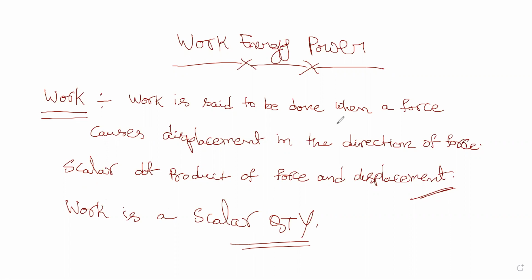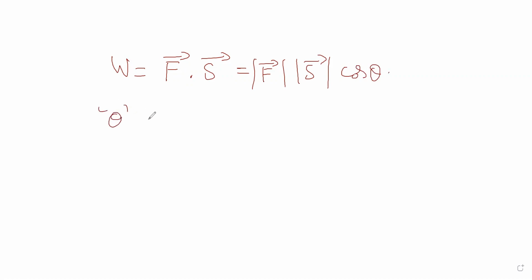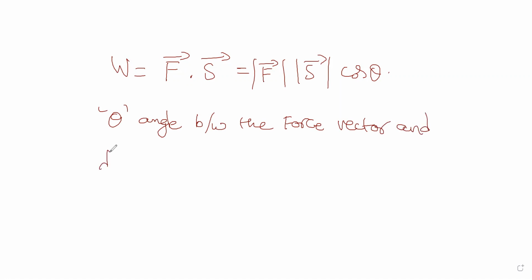Now, mathematically, how do we write work? Work is F bar dot S bar, or one can say mod F bar mod S bar cos theta, right? What is this theta? Theta is the angle between the force vector and the displacement vector.